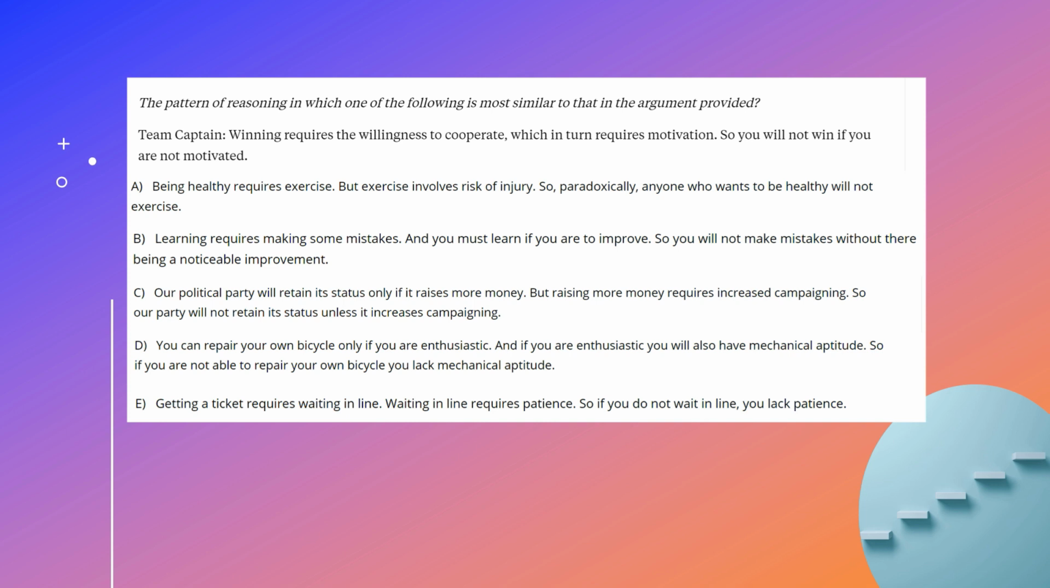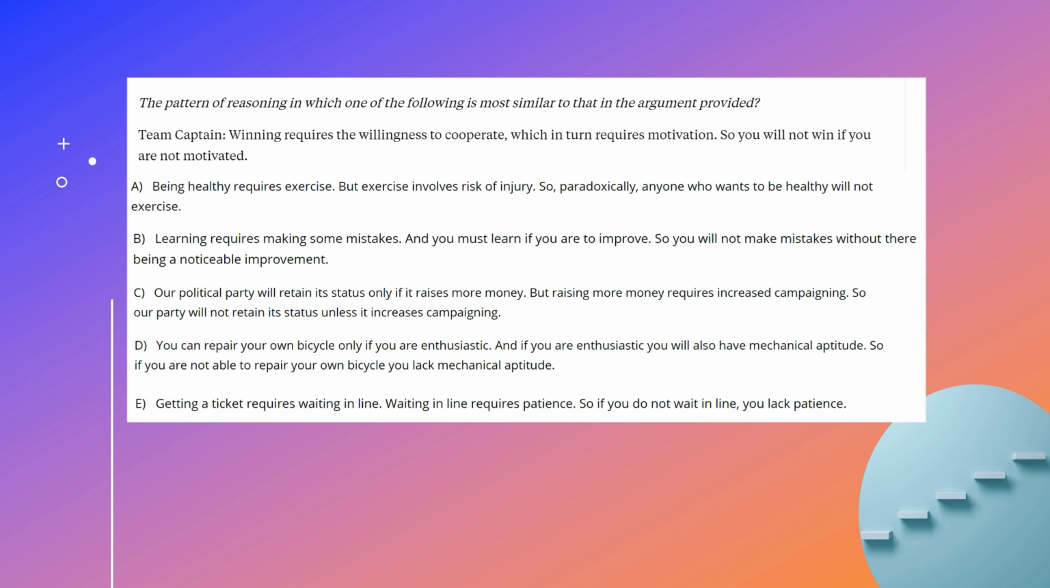But raising more money requires increased campaigning, plus. It didn't say does not require, it said requires, so plus plus. So our party will not, negative, retain its status unless it increases campaigning. So it does broadly match in the sense that we've got a couple of conditions, but then we've got a negative. Our party will not retain its status unless it increases campaigning.